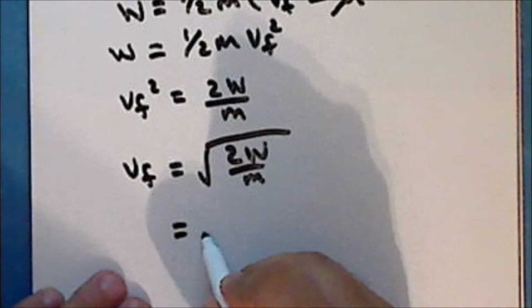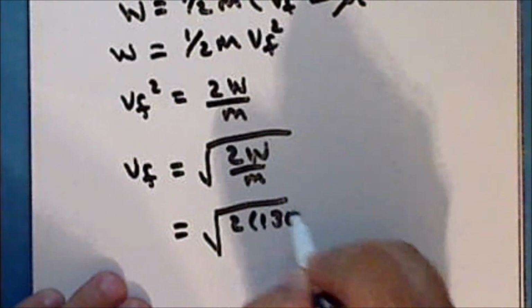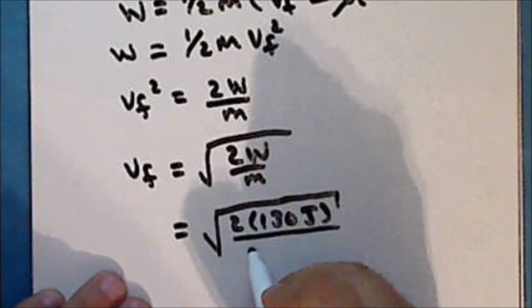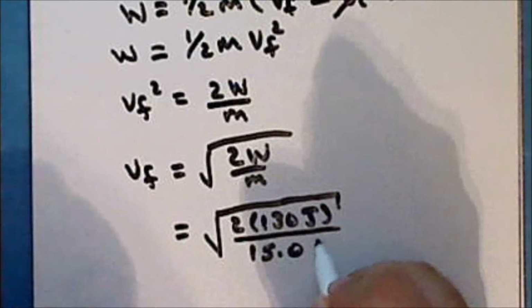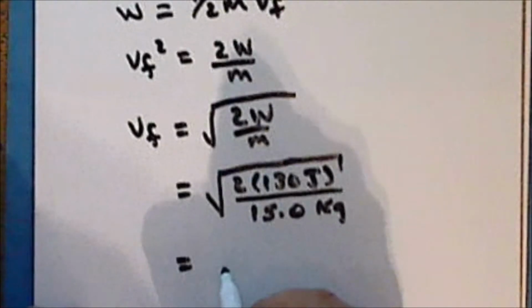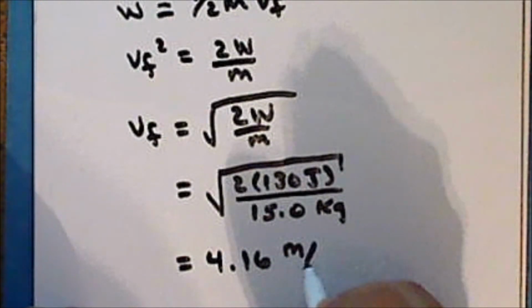So this is the square root of 2 times 130 joules divided by 15.0 kilograms, which to 3 significant figures is 4.16 meters per second.